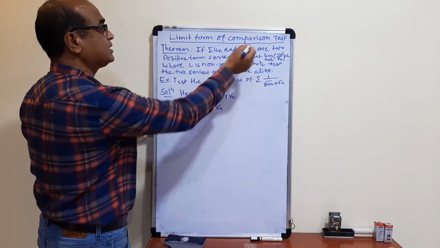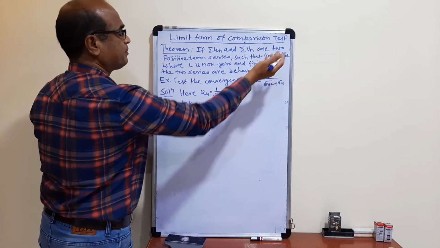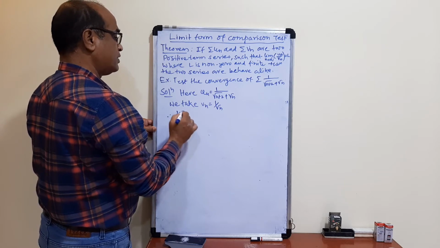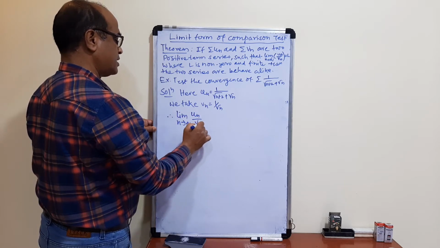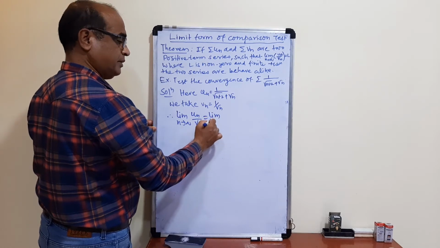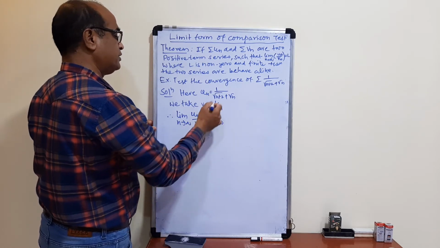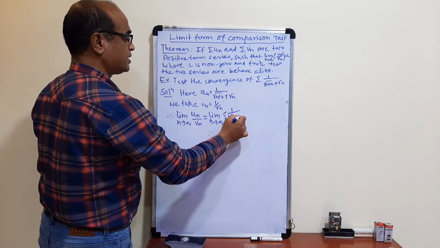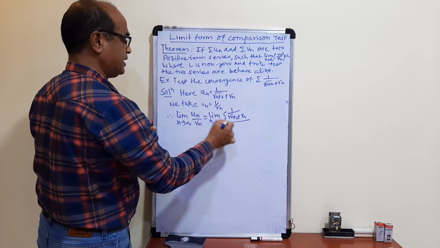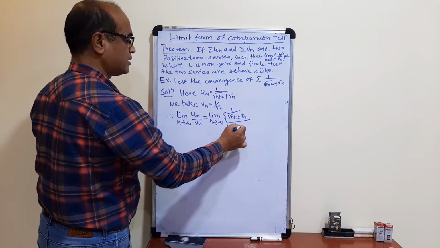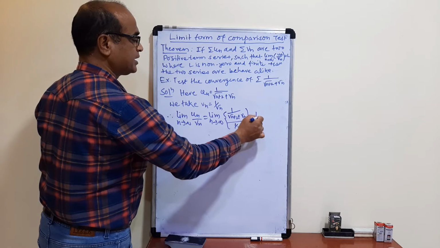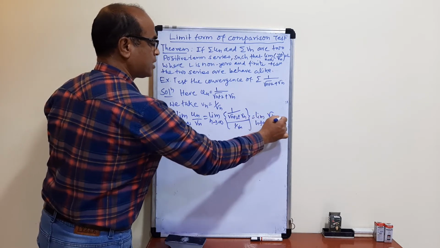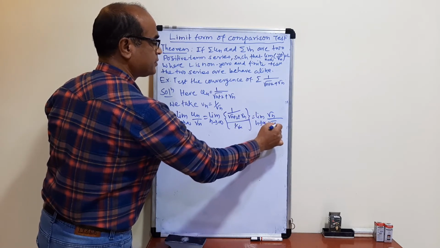Therefore, what is the limit? We check whether the limit is finite or not. So the limit of Un upon Vn, as n tends to infinity. Un is 1 upon root n plus 2 plus root n, divided by Vn, 1 upon root n. So this can be written as the limit as n tends to infinity of root n upon root n plus 2 plus root n.